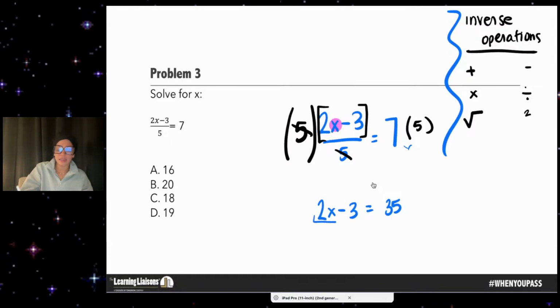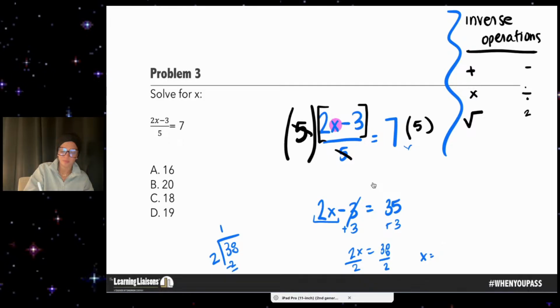In order to isolate this x, I need to add 3 to both sides because right now it is subtracting 3. 2x equals 35 plus 3 is 38. Because the x is being multiplied by a 2, I'm going to divide by 2 on both sides. And so I get x equals 38 divided by 2, 19. So our answer for this problem is D.